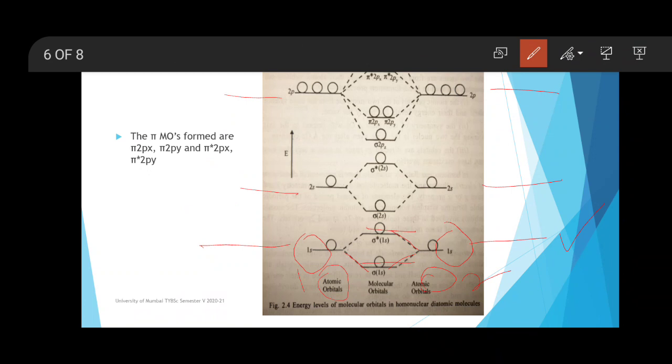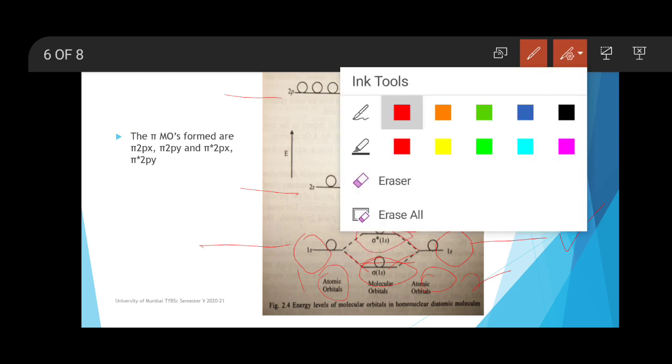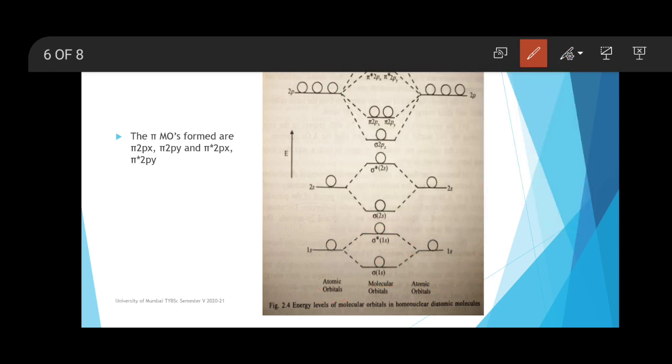So apart from sigma 1s and sigma star 1s, the energy of sigma 1s will be lower as compared to the energy of sigma star 1s. This energy is lower not only with respect to sigma star, but it is also different with respect to their atomic orbitals. So the energy of the sigma 1s orbital is lower than even the energies of the atomic orbitals. That's why this sigma 1s orbital is more stable, because it is a molecular orbital. Molecular orbitals are more stable than atomic orbitals.